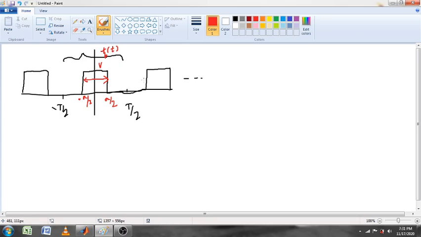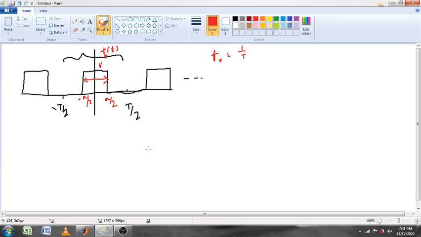Because this is a periodic signal of periodicity T, you can readily find out what the fundamental frequency should be. It should be 1 by T, right? That's great, because we don't need that. Fine. Now what we are going to do is try to find the Fourier series, the complex exponential Fourier series.